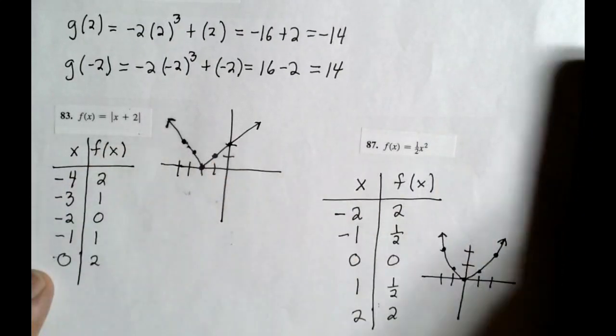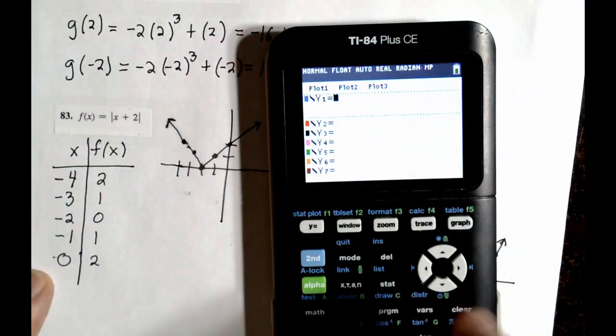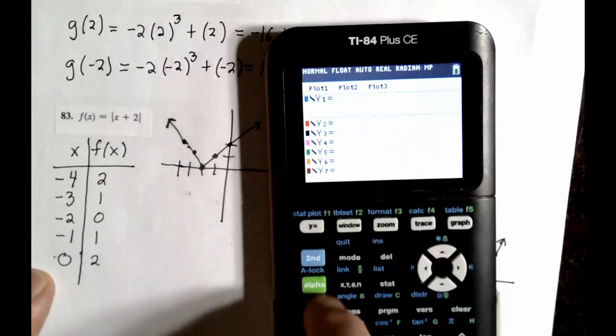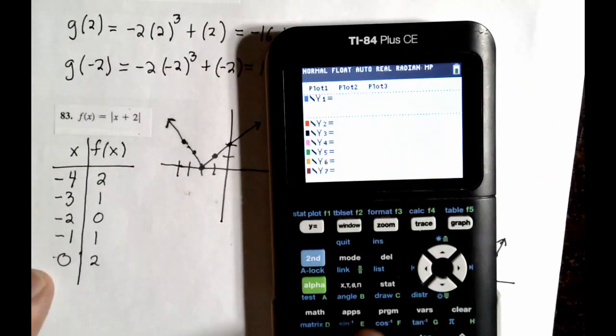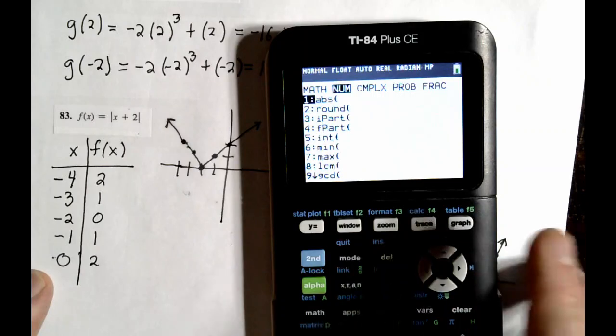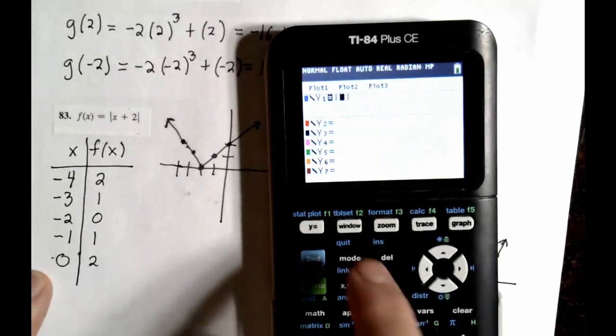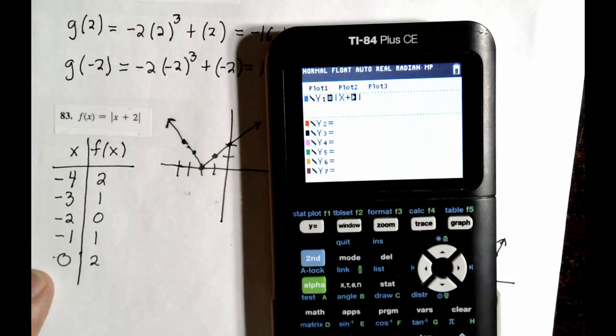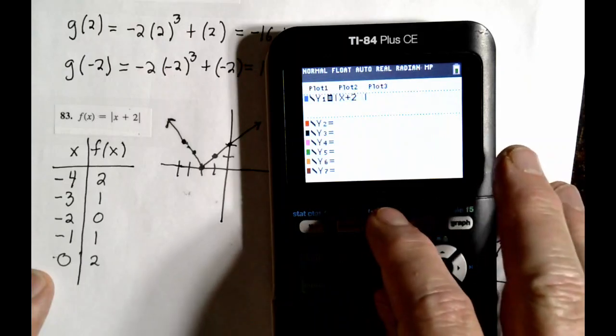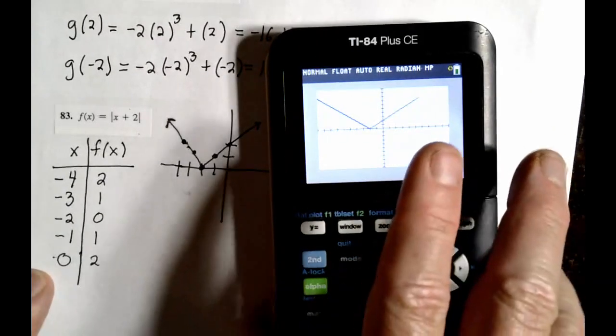You can graph absolute value. Remember how to do that? You hit y equals, and then you want to hit math, arrow to the right, 1. And that gives you absolute value bars, and you just type in x plus 2. And now when you hit zoom 6, it gives you a typical window there, and that's what it looks like.